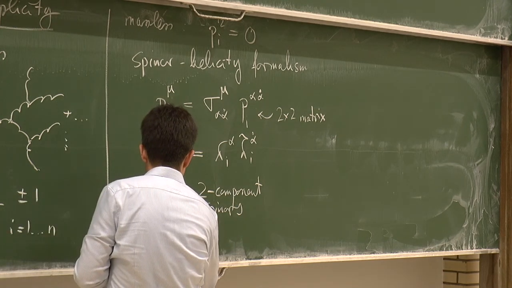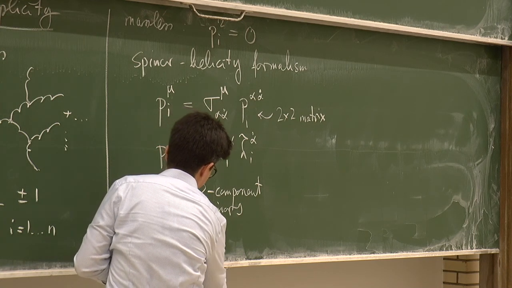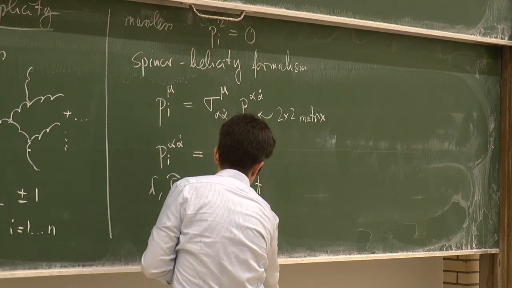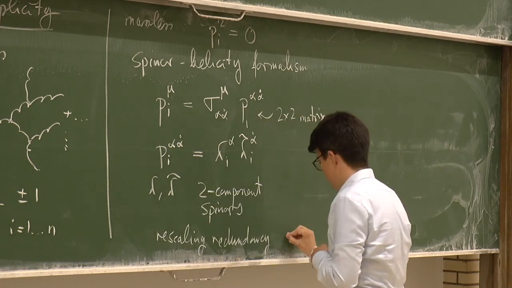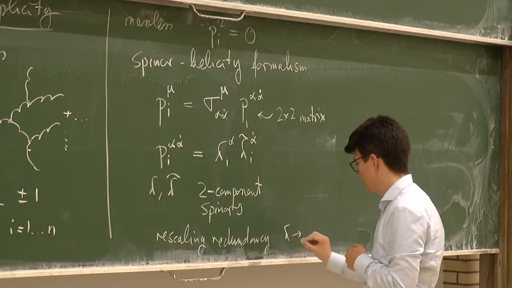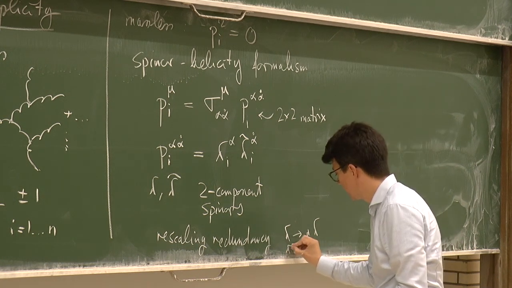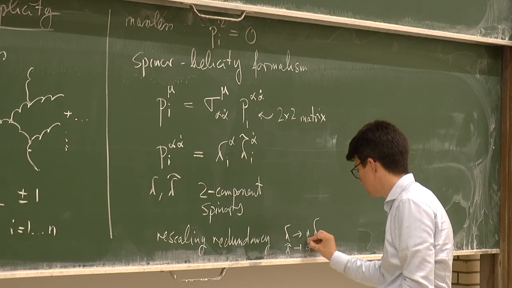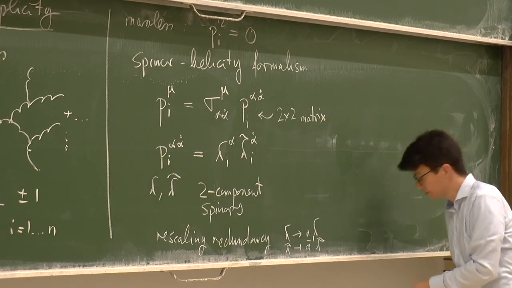So there's a redundancy, rescaling. Let's see. So you could take lambda and rescale it by some number, a complex number, and similarly for lambda tilde. And this definition would stay invariant.